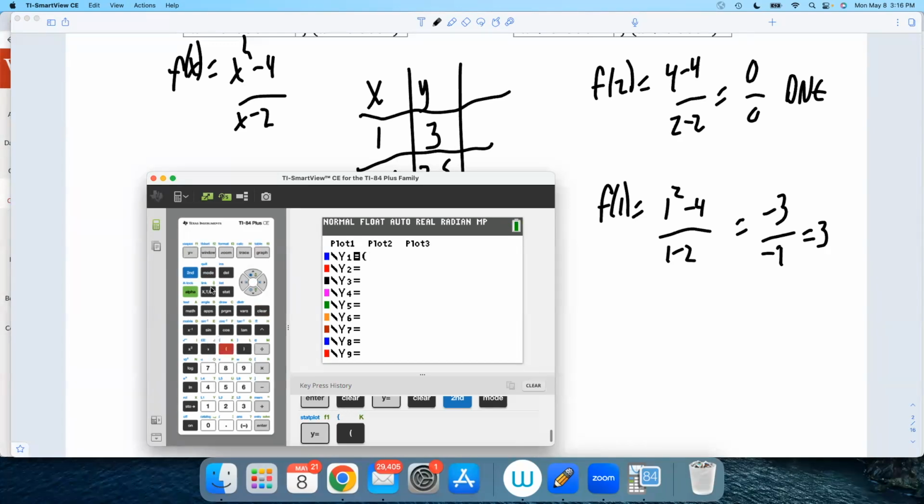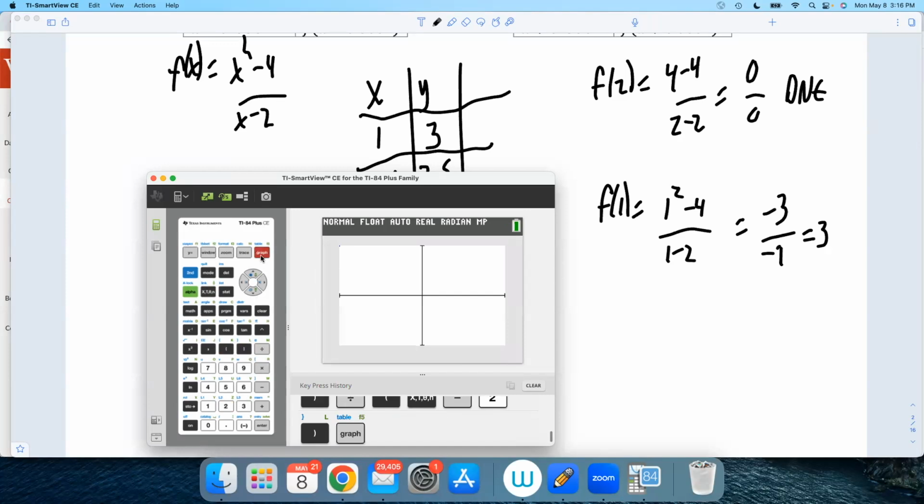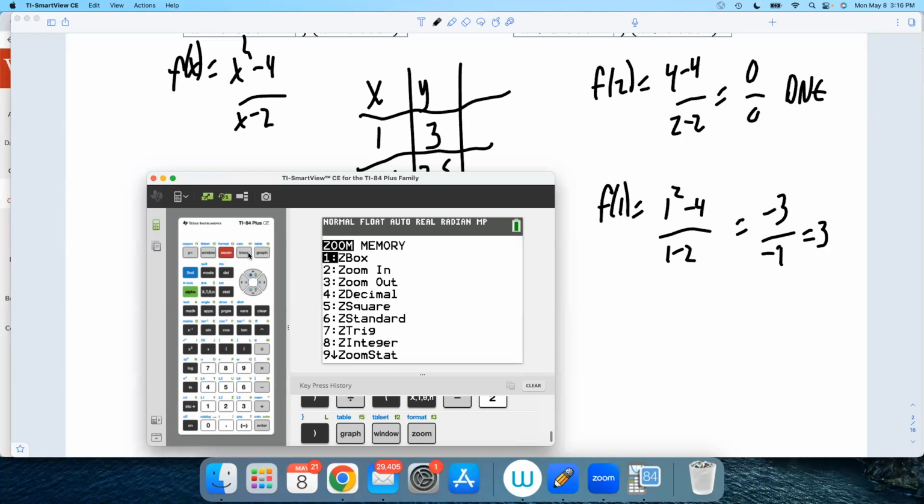So x squared minus 4 divided by x minus 2. And I need parentheses here. And I look at the graph if I want. I've got some kind of weird window there, so maybe I want to go to a standard window.